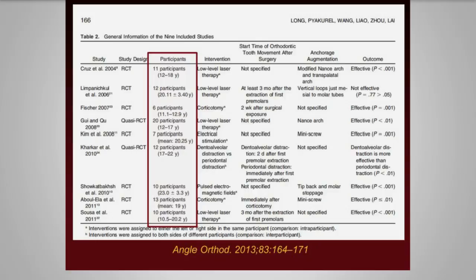But look at the sample. This is the top 9 out of hundreds of studies on accelerated tooth movement techniques and the number of participants in each study. They go from 6 to 7 total. 6 meaning 3 plus 3, 3 in the test group and 3 in the control group. 10, 12, and 20 at the best.